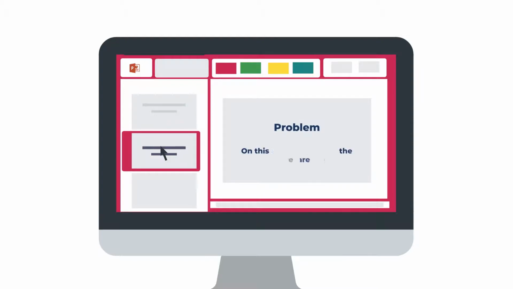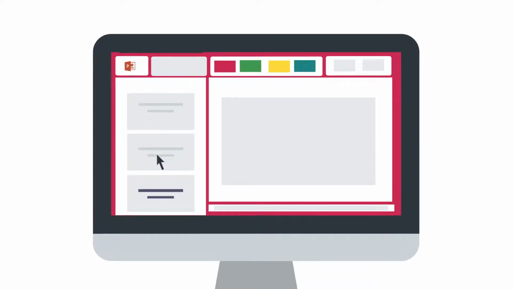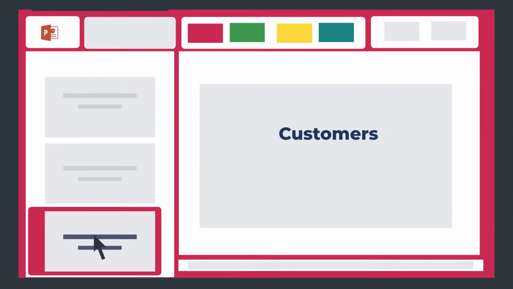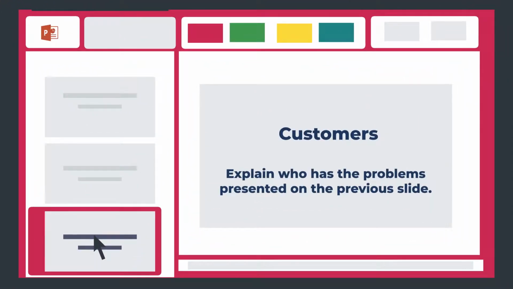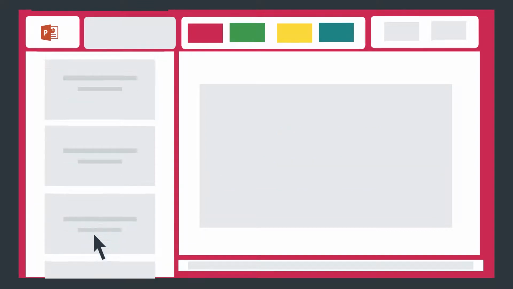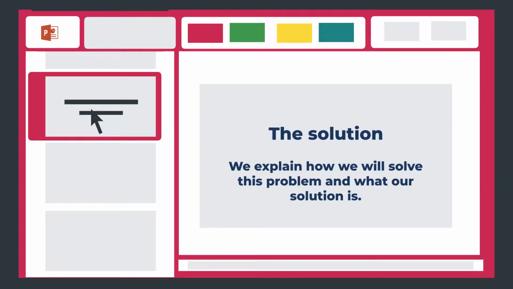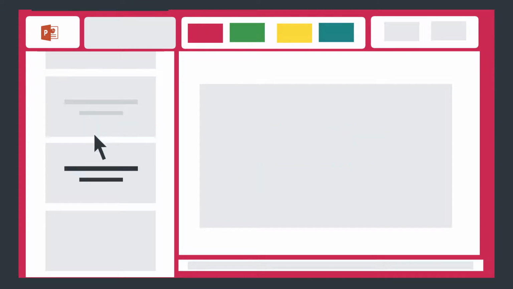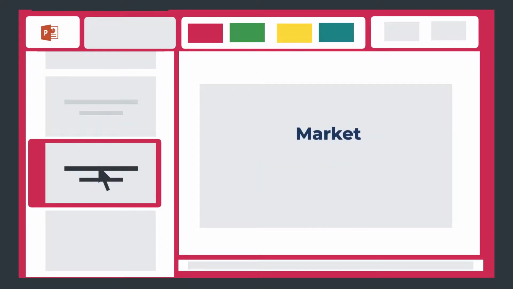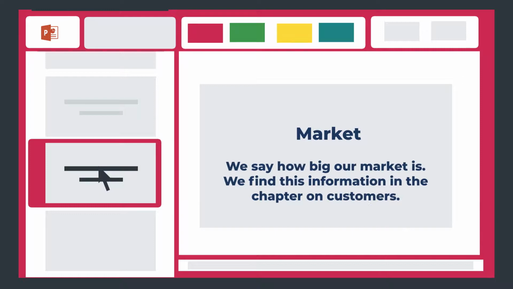2. Problem. On this slide, we present the problem we are solving. 3. Customers. Explain who has the problems presented on the previous slide. 4. Solution. We explain how we will solve this problem and what our solution is. 5. Market. We say how big our market is. We find this information in the chapter on customers.